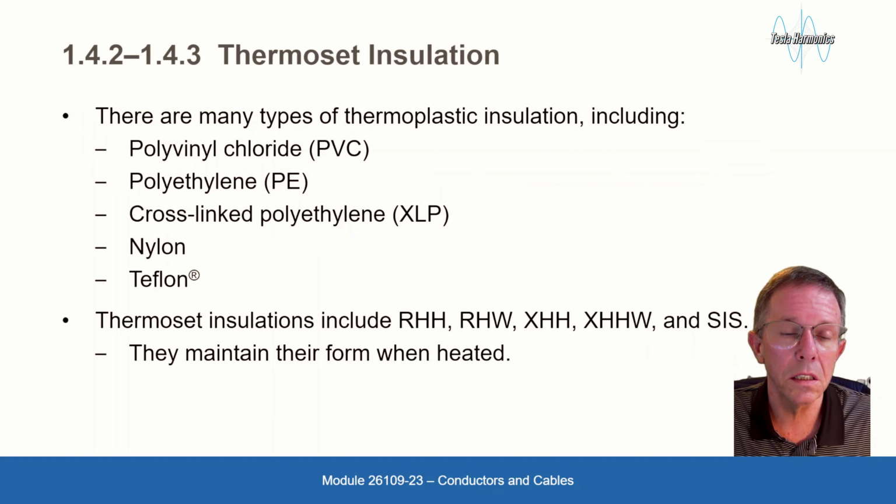Thermoplastic insulation. There are many types of thermoplastic insulation, including polyvinyl chloride or PVC, polyethylene PE, cross-linked polyethylene XLPE, nylon, and Teflon. Thermoset insulations include RHH, RHW, XHH, XHHW, and SIS. They maintain their form when heated.